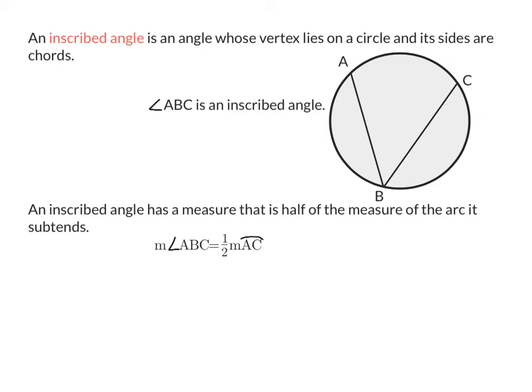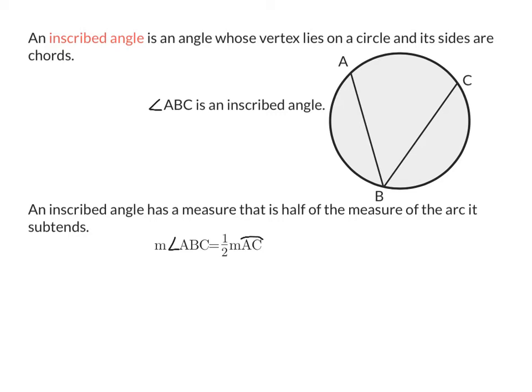Hello. In this video we're going to be discussing inscribed angles. An inscribed angle is an angle whose vertex lies on a circle and its sides are chords of the circle. So here in my example, angle ABC is an inscribed angle. AB and BC are chords. The vertex of the angle, B, lies on the circle.